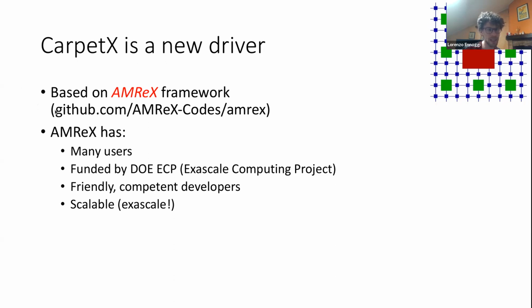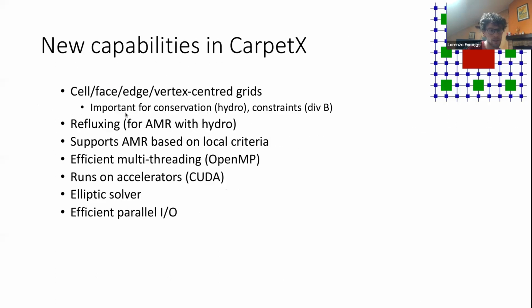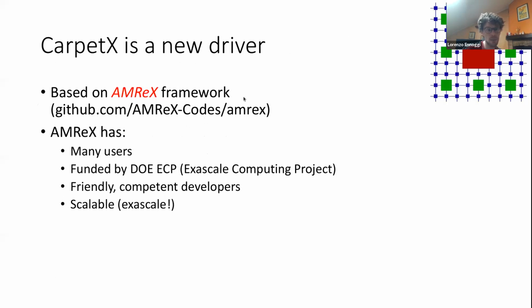AMRX is publicly available, it is on GitHub at this address, and it has many users. There are several codes as of now which are built upon AMRX. They all work beautifully. It is a project which is funded by the DOE Exascale Computing Project and has a friendly and competent developer team, so that's nice. And most of all, it is scalable. So that's what the X in AMRX is about.